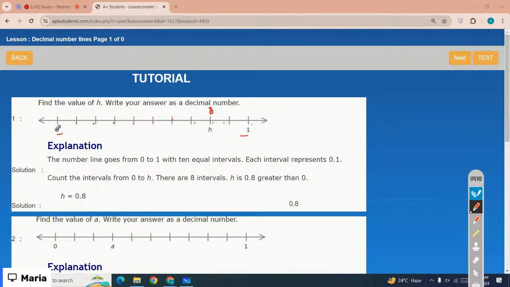So when you count from 0 until 8, you have 8 intervals. That represents 0.8. There are 8 intervals. 8 is greater than 0 but less than 1, so that represents 0.8. So between any two numbers, you have 10 small intervals. Let's just start with the test questions.